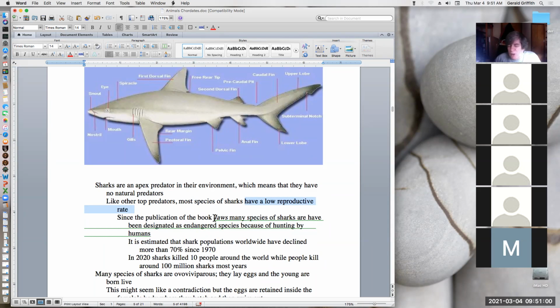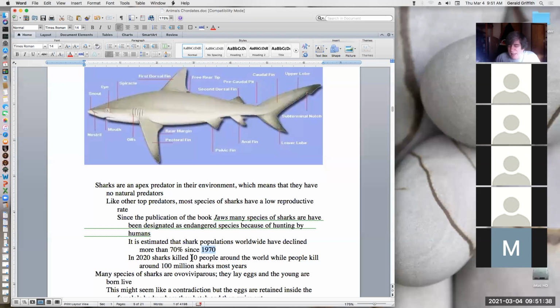The problem with having a low reproductive rate is this works fine in nature where you don't have many organisms that prey on you. But since the book Jaws was published, Jaws convinced people that sharks were really terrible. And a lot of sharks have now been designated as endangered because of all the hunting that people do. Since 1970, it's estimated that shark populations around the world have declined by more than 70%.